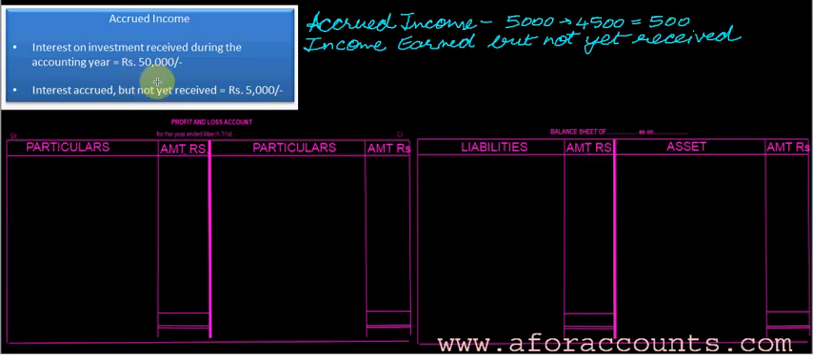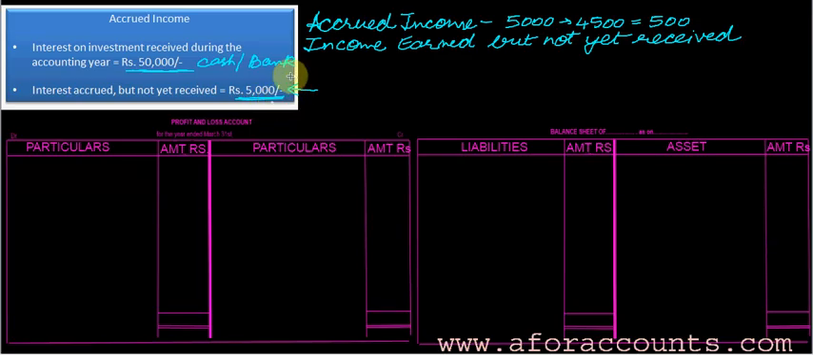Okay, let's go to the question. Interest on investment received during the accounting year 50,000. What I have received in cash or through bank is 50,000. Interest accrued but not yet received 5,000. Actually I have earned this. This amount is also earned but I have not yet received it.